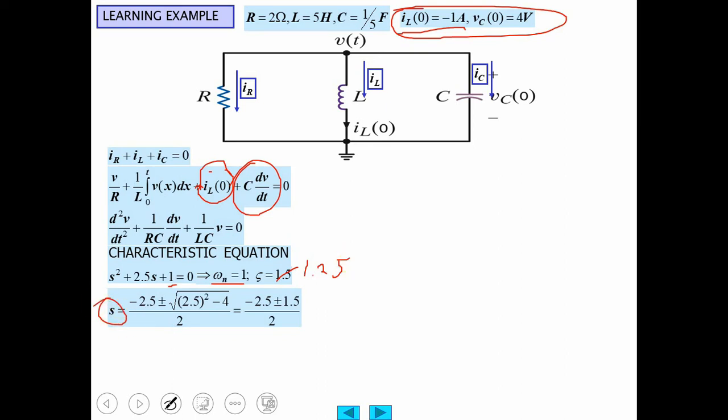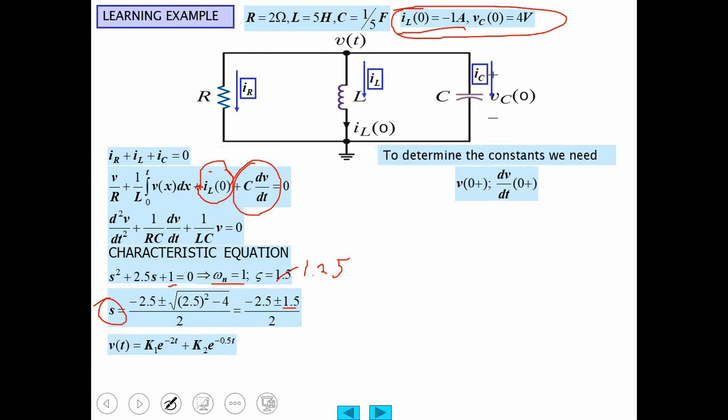Getting the roots of S. Let's see, 2.5 squared is 6.25 minus 4. 6.25 minus 4 is 2.25. Root 2.25 is 1.5. So this is actually correct when you work out the math. Okay. Then you're given this, and this is where we need these two things right there.